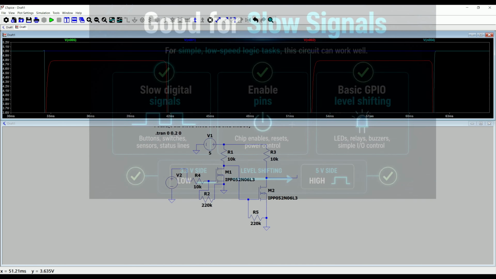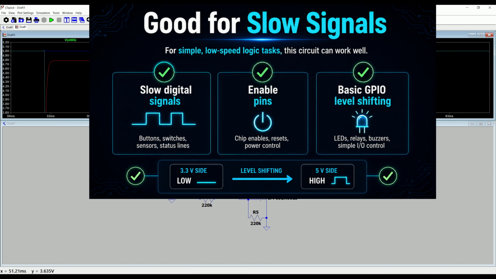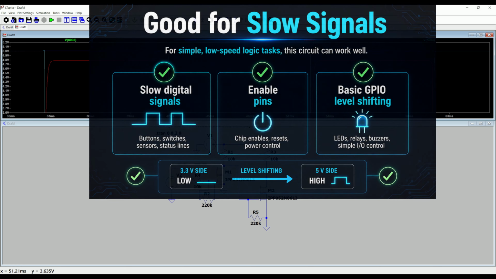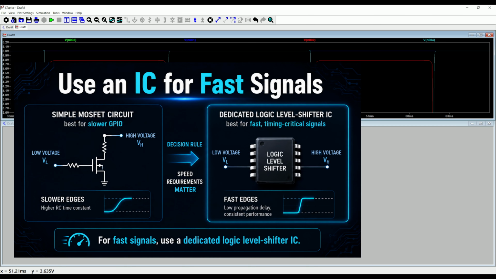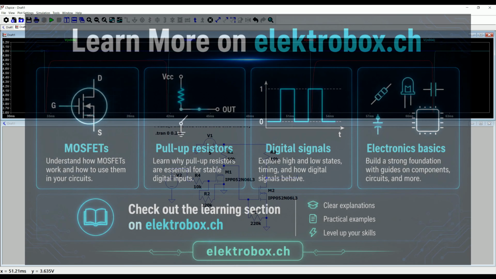For slow digital signals, enable pins or basic GPIO level shifting, the circuit can work well. But for fast signals, use a dedicated logic level shifter IC. And that's the basic idea behind the simple MOSFET logic level shifter.